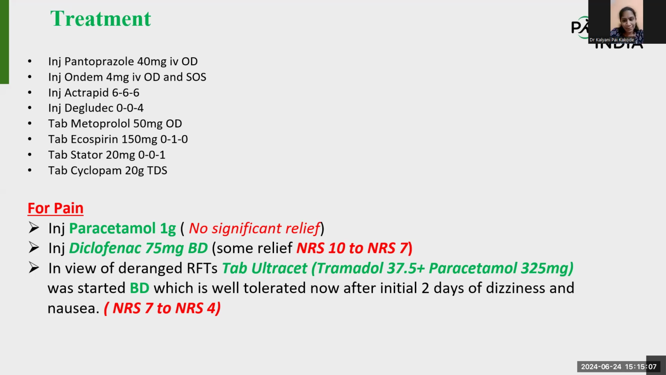At that time, injection tramadol was not available in the primary health center. So we tried Ultraset, which is a combination of tramadol 37.5 milligram and paracetamol 325 milligram. It was initially started BD, and she had dizziness and nausea. So in addition to all her treatment, we gave her Ondem, which worked well, and she started tolerating tablet Ultraset well. So that was continued.